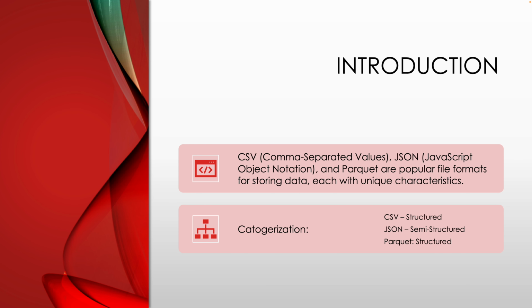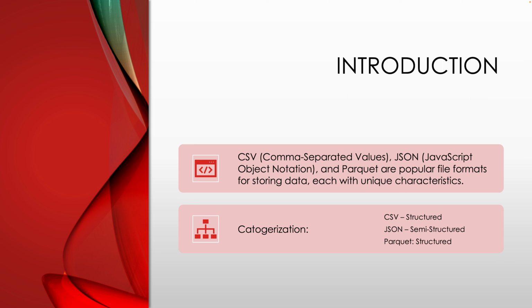Let's try to understand CSV first. CSV, JSON, and Parquet are popular file formats for storing data, each with unique characteristics. Categorization. When you take the CSV file format, the majority of people call it a structured file format, but there is also a notion that it can be called a semi-structured file format because no metadata is stored in the file itself. But the data is properly organized into rows and columns when viewed in an Excel file or any other Excel-like software. Now, moving on to JSON.